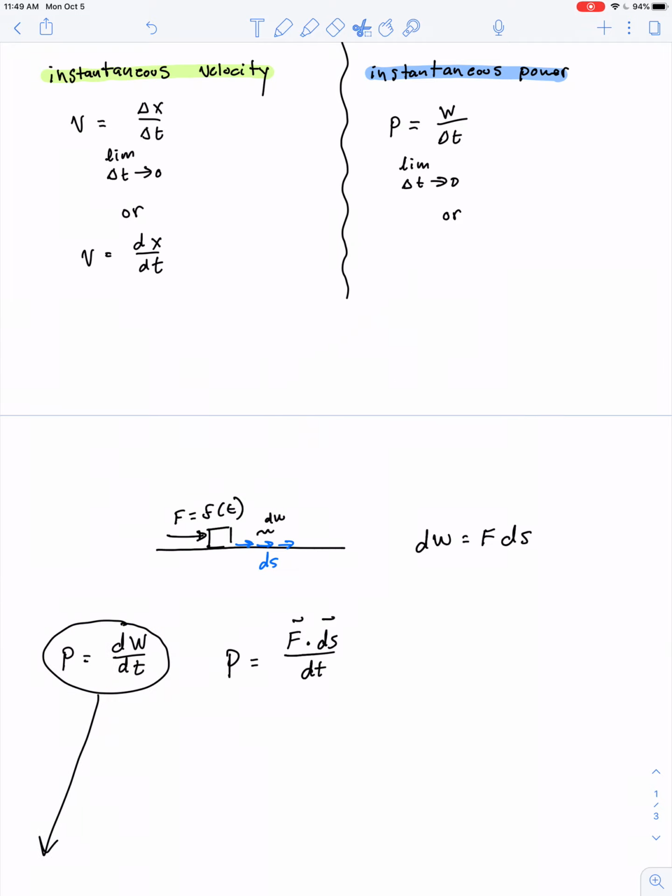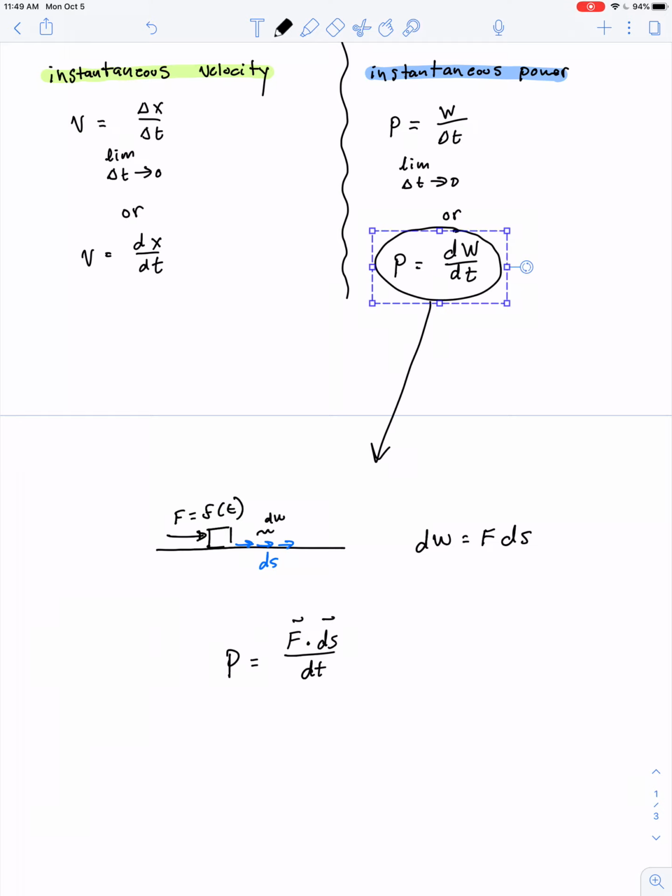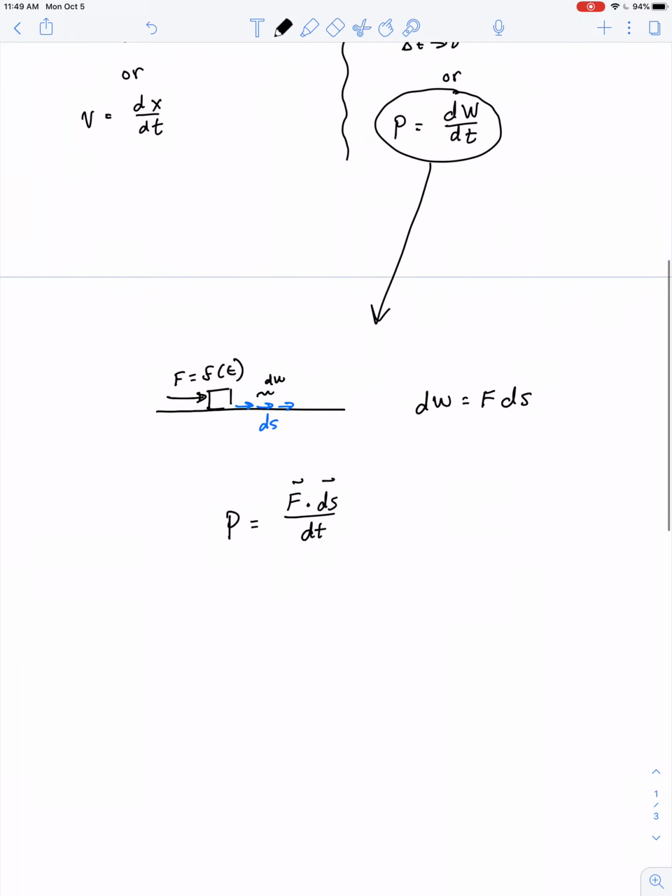Hopefully you see we've just rewritten this expression, right? We've replaced a little bit of work with this quantity F dot ds. So if we rearrange this slightly, we can say power is equal to force dot product with ds/dt, but hopefully you recognize what ds/dt represents. That's velocity. So instantaneous power is equal to the dot product of the instantaneous force and the instantaneous velocity.